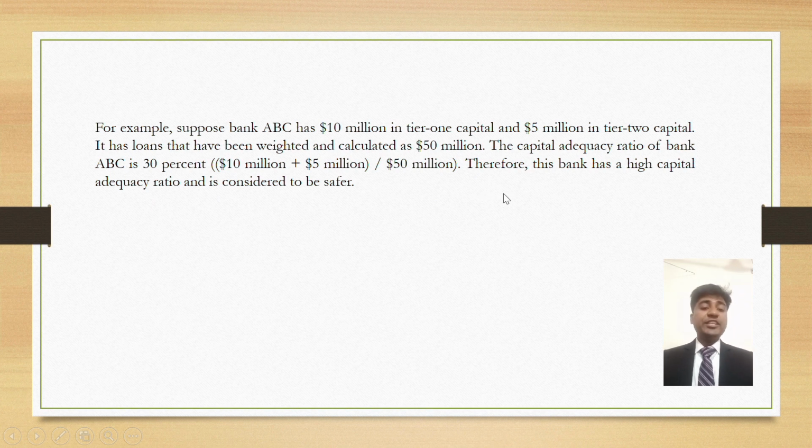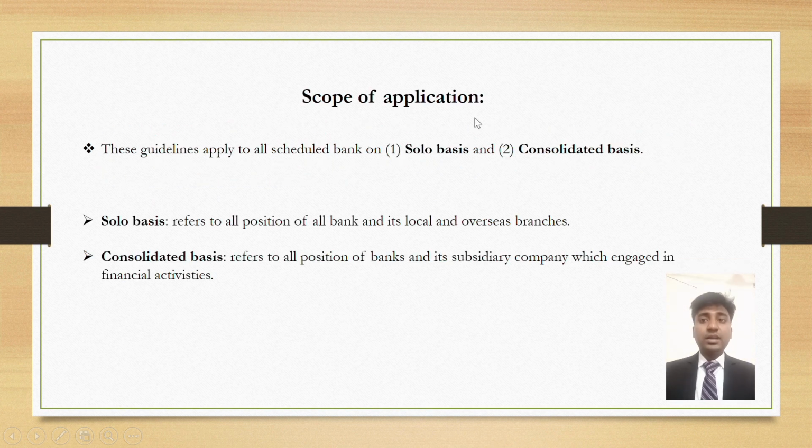Next, the scope of application. The Basel Committee provides a rate so that commercial banks keep in hand 8% reserve against bad loans. These guidelines apply to all scheduled banks on a solo basis and consolidated basis. Solo basis refers to all positions of a bank and its local and overseas branches.